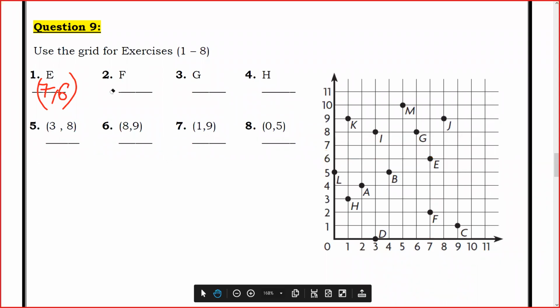Yes. Now I want you by yourself to solve F, G, and H. Then I will call girls randomly to help me. I will give you 2 minutes. Think about it. Yes, please. Yes, what's your question? No, it must be in order. X, then Y. 7, then 6.